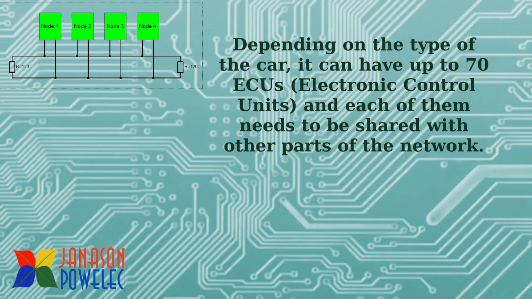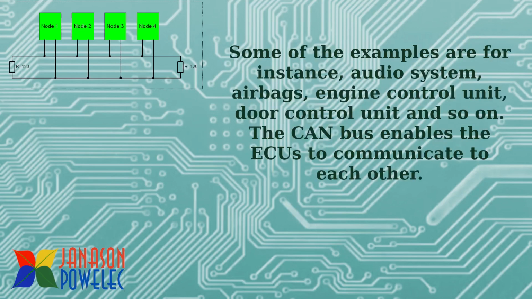Depending on the type of the car, it can have up to 70 ECUs and each of them needs to be shared with other parts of the car. Type of a car means an expensive car like Audi, BMW and all may have 70 ECUs, and the smaller cars like Hyundai i10 and all may have a smaller number of ECUs. Some examples are audio system, airbags, engine control unit, door control unit and so on. The CAN bus enables the ECUs to communicate to each other.